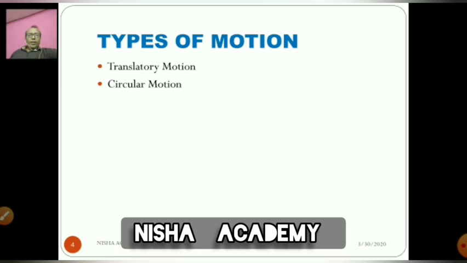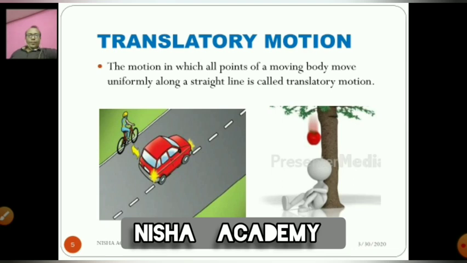We will learn the different types of motion. The first is translatory motion and the second one is circular motion. Translatory motion: see the pictures below. What can you see? A car and a bicycle. Both are moving in a straight line.